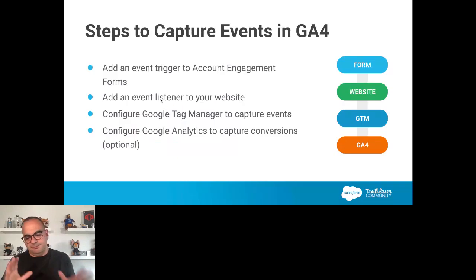Next step. This is the last slide before we deep dive into how we are going to do it on a Pardot form. The first step is we are going to add an event trigger to the account engagement form. We are going to add the event listener that listens to the event trigger from the Pardot form, outside of the iframe window. And we are going to configure Google Tag Manager to capture these events and fire an event to the Google Analytics server. An additional configuration that we can do on the Google Analytics side, if you are familiar with the goals in Google Analytics Universal, they're kind of similar to conversions in Google Analytics 4. So optionally, we will configure it as well.